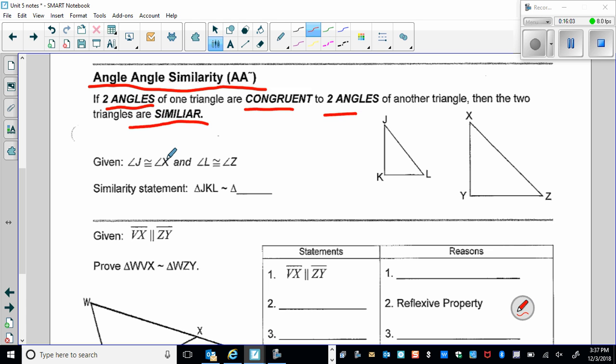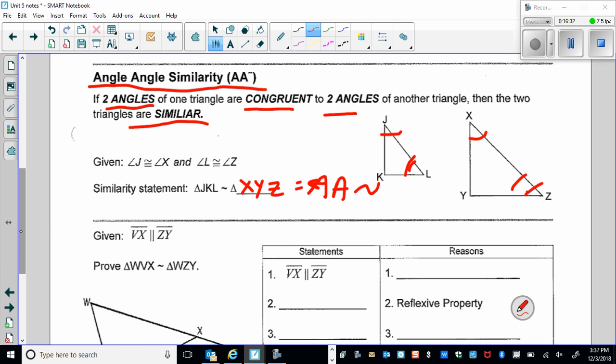Okay, in this case, J is congruent to X. They're the same measurement. And L is congruent to Z. They're the same measurement. Therefore, JKL is similar to XYZ by AA. Sorry, angle similarities. I don't need to know anything about the other side, okay?